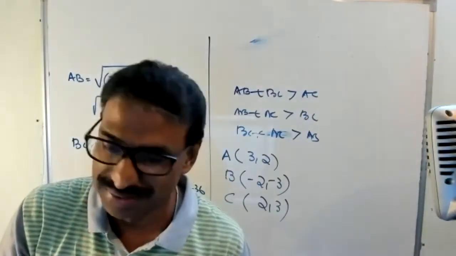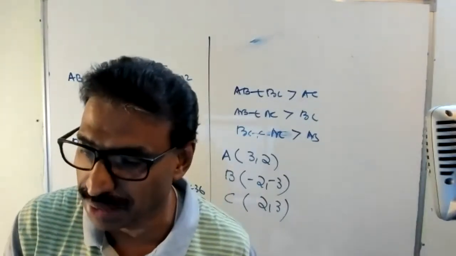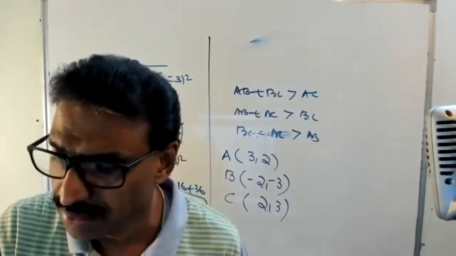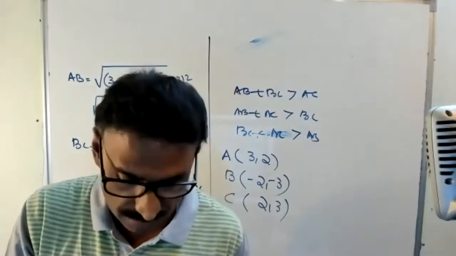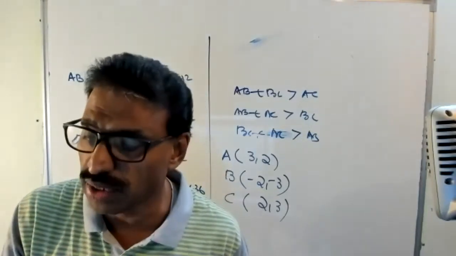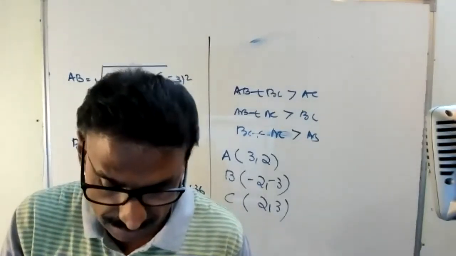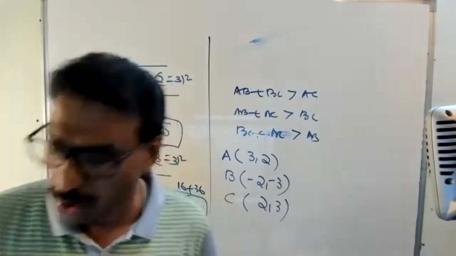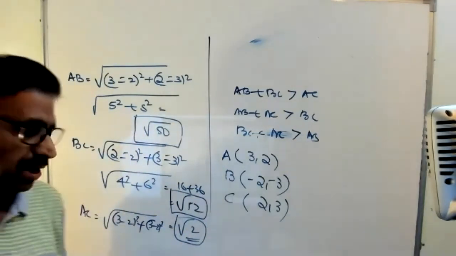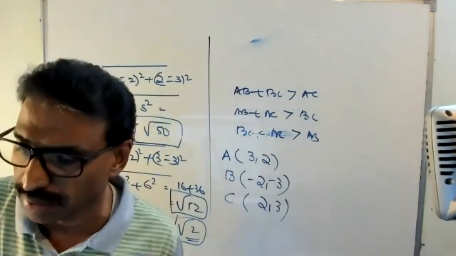Listen here. I'll send you in our group the class 7 triangle chapter. What does equilateral mean? What is the meaning of equilateral triangle? Okay, all sides are equal. Here, AB is root of 50, AC is root of 2, BC is root of 52. Are they equal? What is this nonsense you are telling?